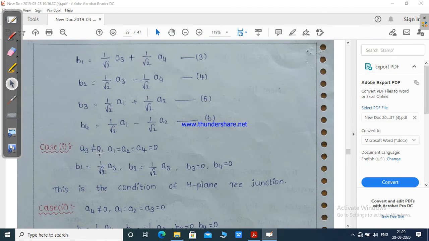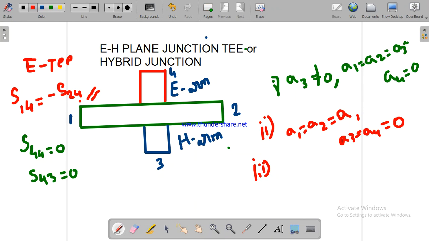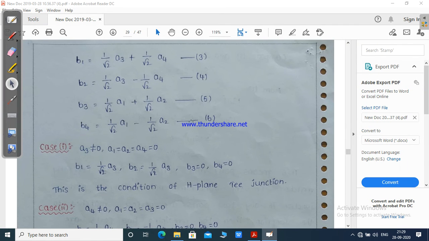A3 is not equal to 0, and A1, A2, A4 is equal to 0. Oh sorry, in the diagram I made a small mistake. It is not A3. A1, A2 is equal to A4 is equal to 0. Substitute these values in B1, B2, B3, B4. We get B1 is equal to 1 by root 2 A3, B2 is equal to 1 by root 2 A3, B3 and B4 is equal to 0. Is it right? Yes, correct.